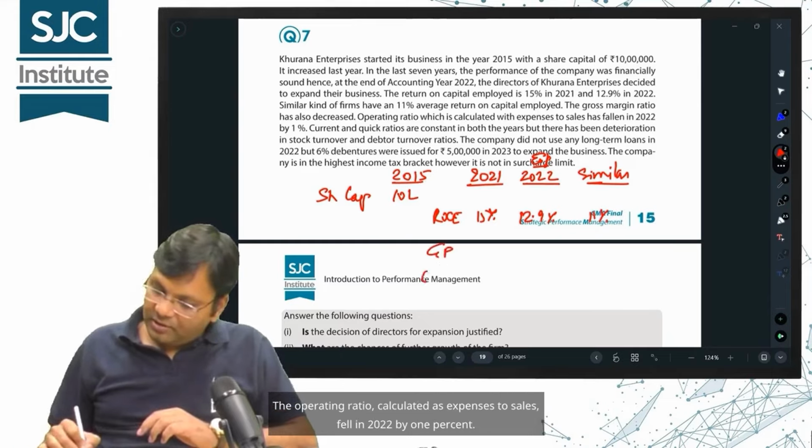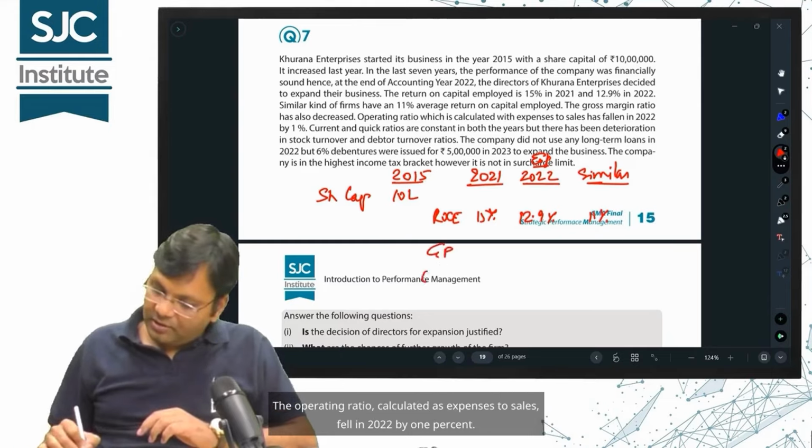But there has been a deterioration in the stock turnover and debtor turnover ratios. The stock turnover ratio and debtor turnover ratio have fallen. Then it says the company did not use any long-term loan in 2022, but 6% debenture of 5 lakh was issued in 2023 to expand. So here debt was taken. It was not taken earlier, but in 2023 it was taken. Then it says the company is in the highest income tax bracket, however, it is not in search. Okay, it pays the full income tax as well.